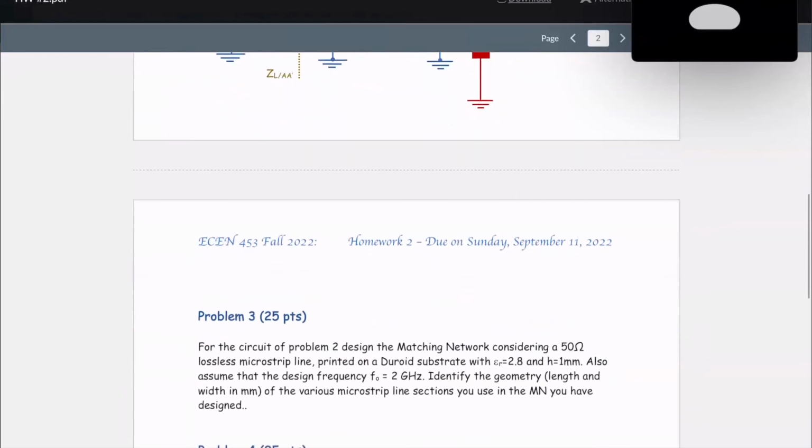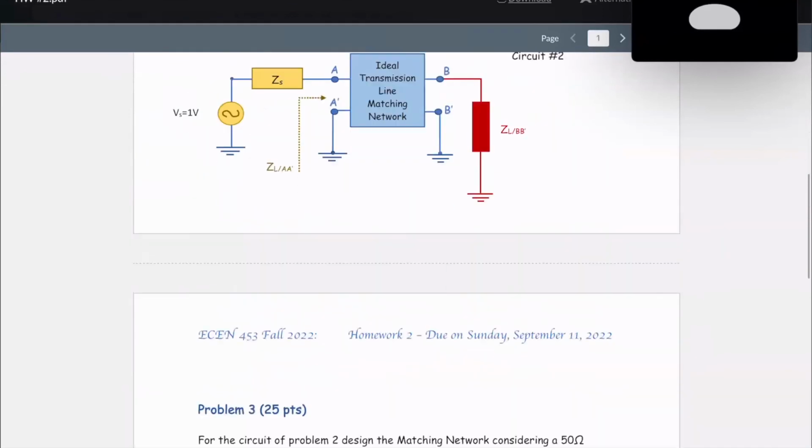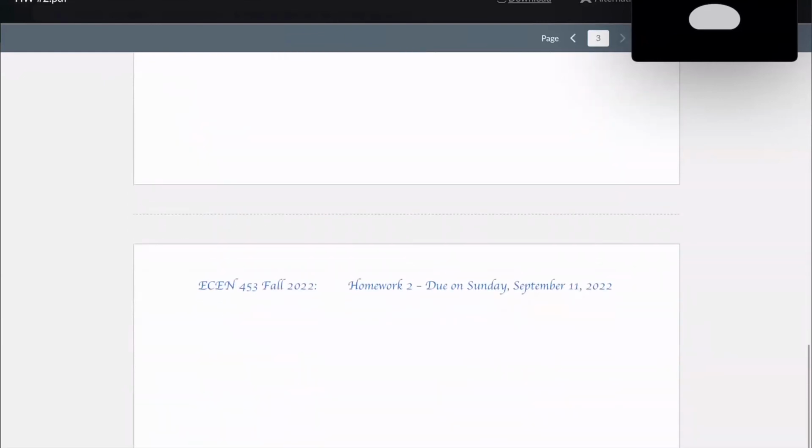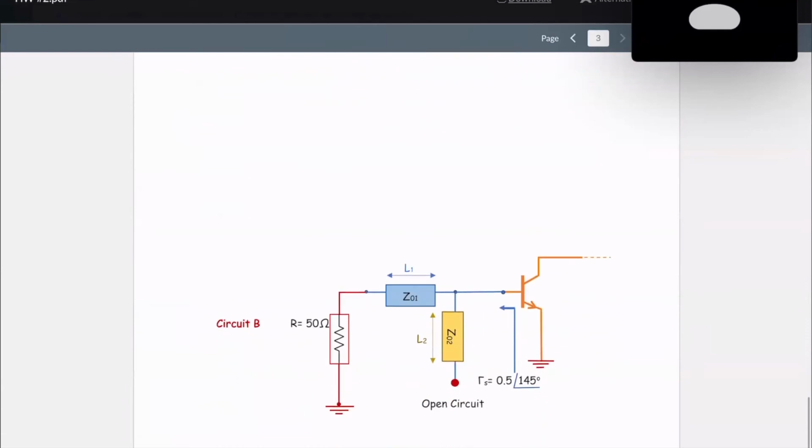Okay, ZLBB prime. Okay, it's 100 plus J. Oh, okay, so here it is. Okay, let's go now and do this problem. The last one was an extra, right?